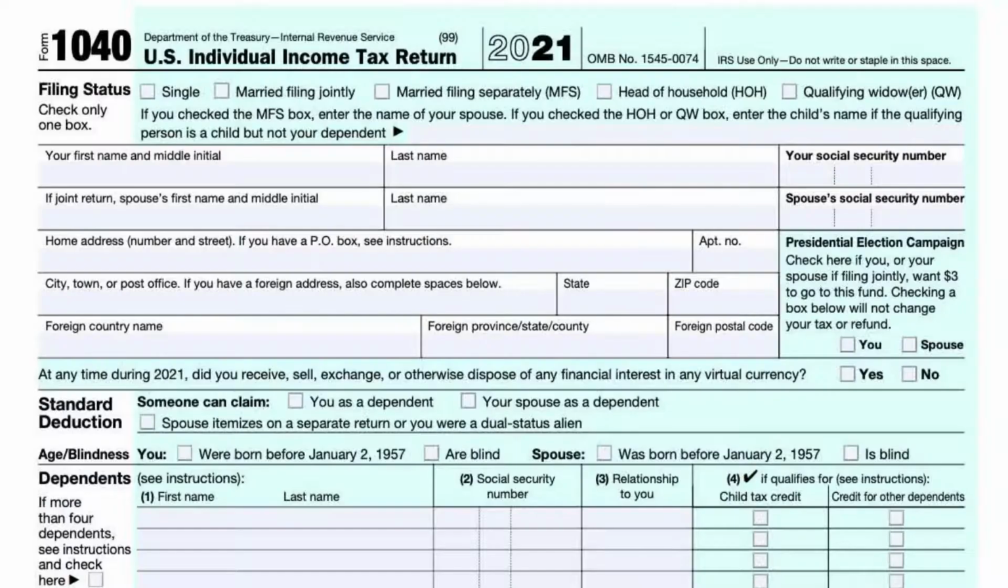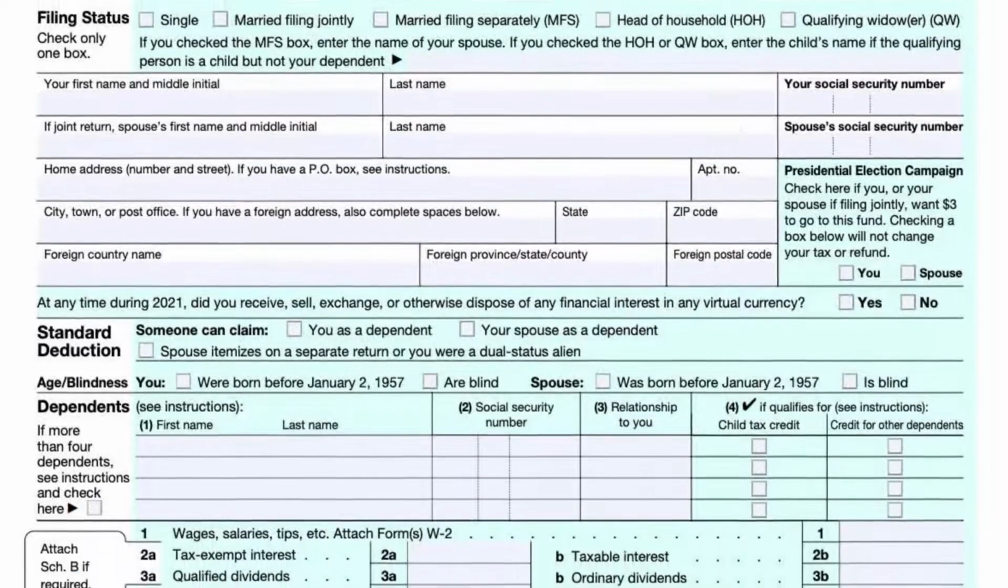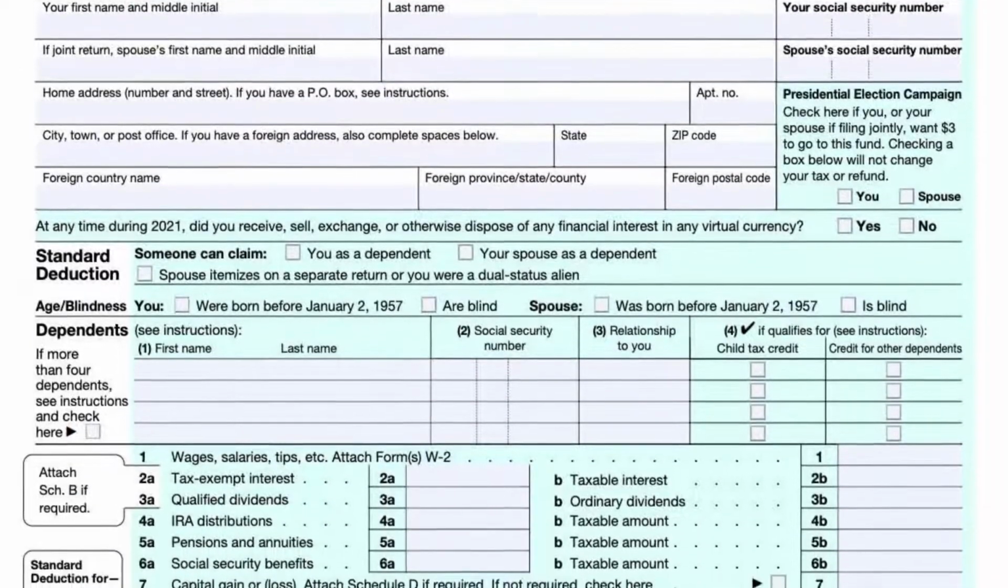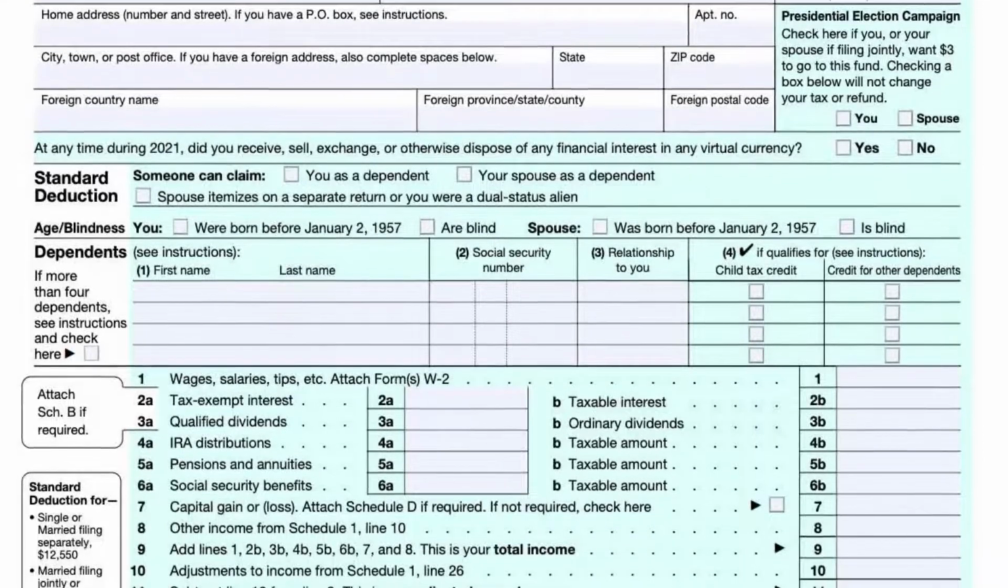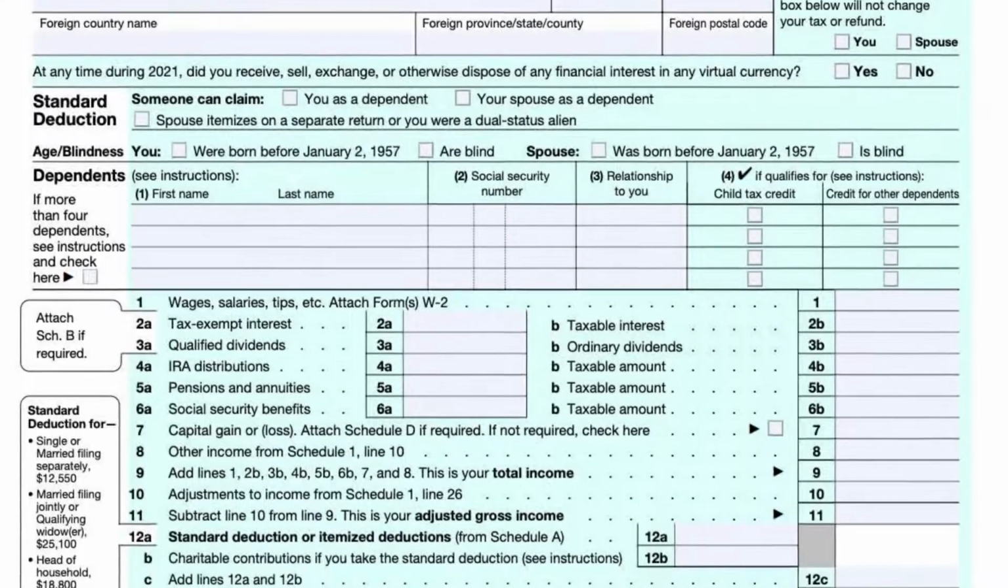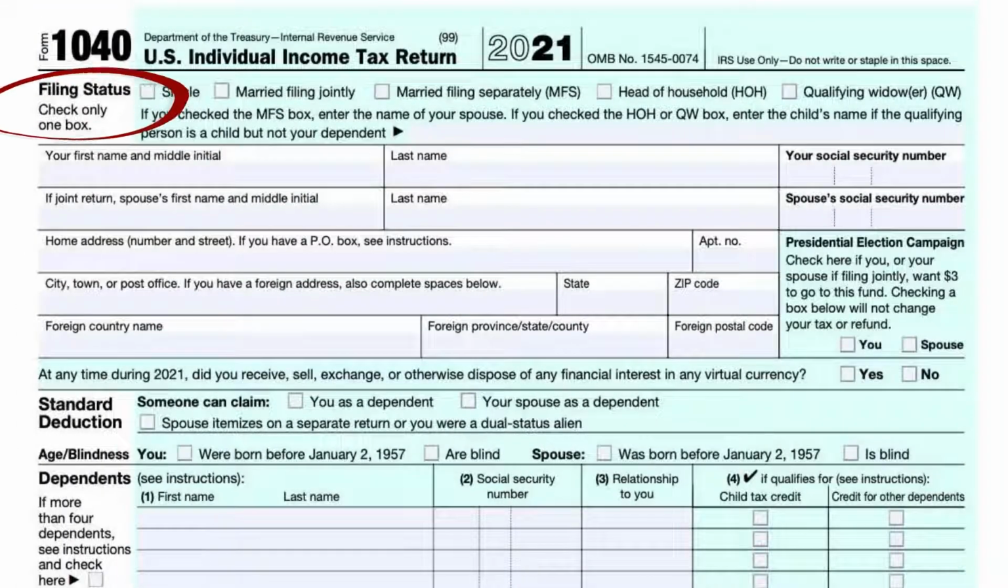In this video, we will begin to learn how to fill out Form 1040 and go until line 9. In the videos that follow this one, we will continue to fill out Form 1040 until its completion. So to get started, we're going to start at the top of the tax return, which is filing status.